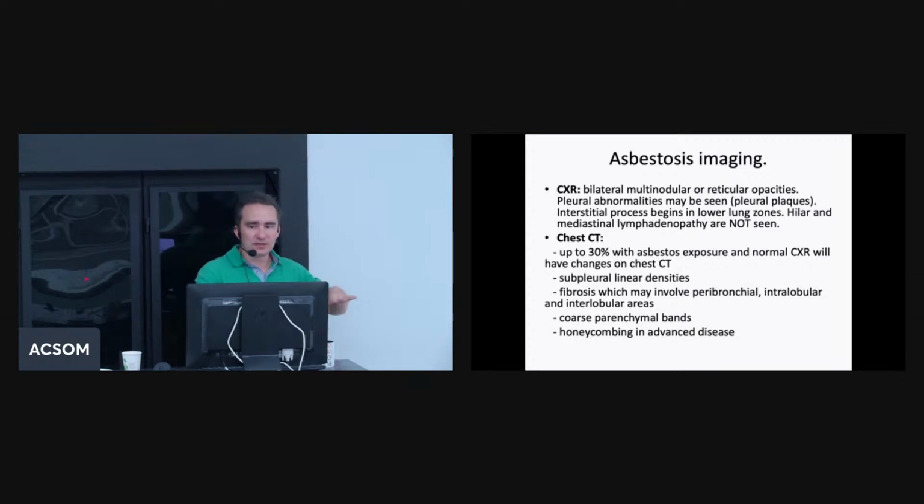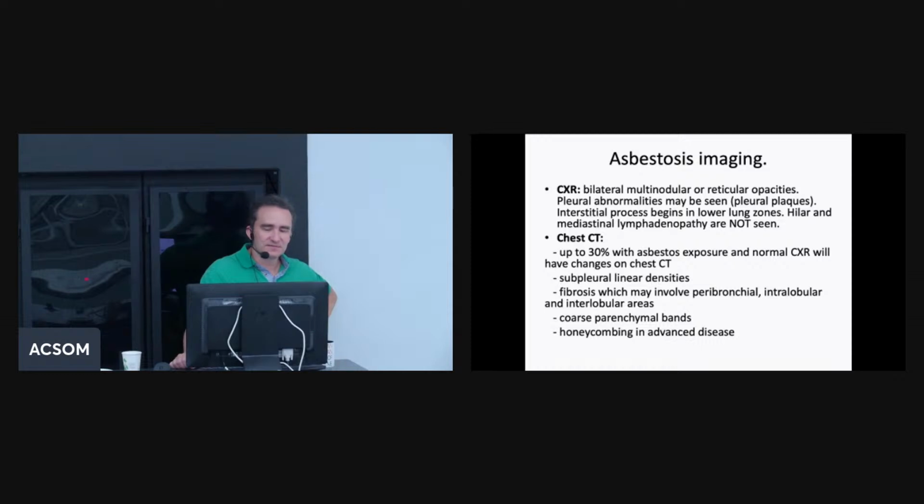The interstitial process begins in the lower lungs, and compared to silicosis, hilar and mediastinal lymphadenopathy will not be seen on the imaging. Chest CT is more sensitive. In a lot of patients with asbestos exposure, the chest X-ray will be normal, but in 30% of them you can still see some abnormalities on the chest CT. You'll see subpleural linear densities, fibrosis, which may involve different areas. You can see parenchymal bands, which are also related to fibrosis.